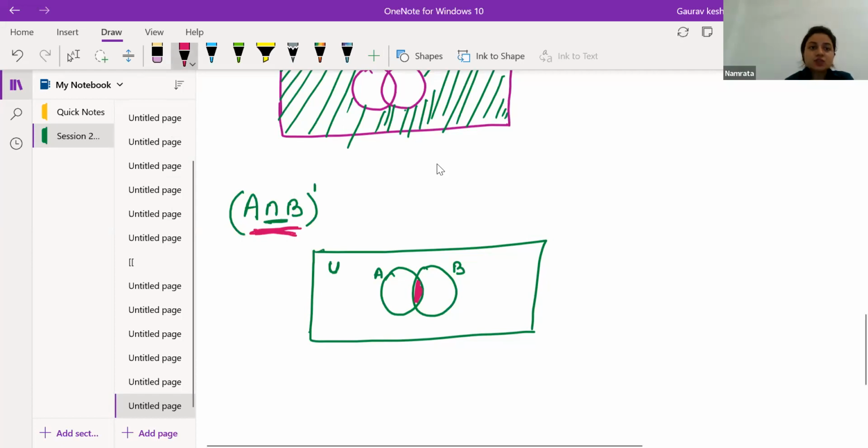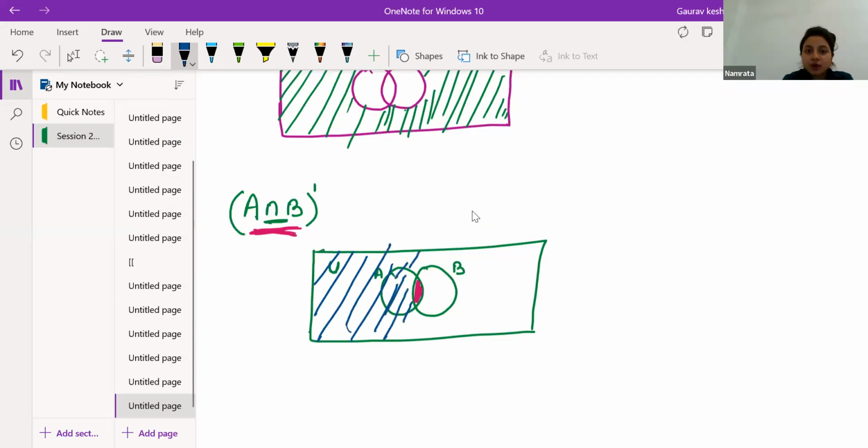Yes. So if we take blue color and shade everything like this, everything except the red color part, okay? Everything from the universal set, we are shading everything. That is A intersection B complement. We have not taken the red color part. That is excluded.